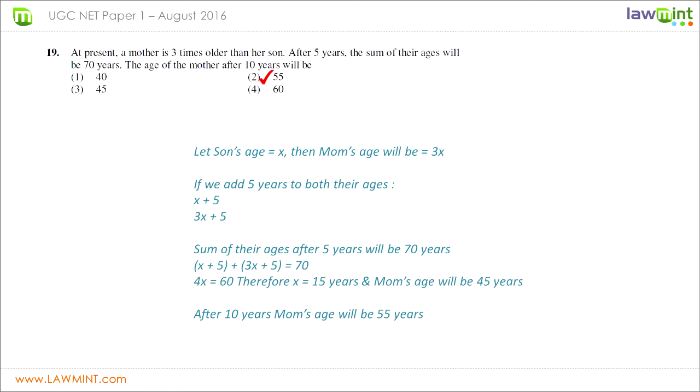If we solve for x, we'll see that 4x is equal to 60 and x is equal to 15. Therefore, the age of the son at this point is 15 years. And since the mom is 3 times older than her son, it will be 45 years. So now the question asks us what the age of the mother after 10 years will be. Since she is 45 years at this point, then after 10 years she will be 55 years. So the answer choice 2 is the correct answer.